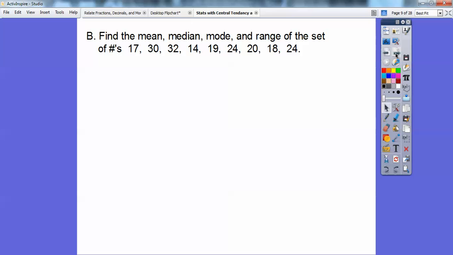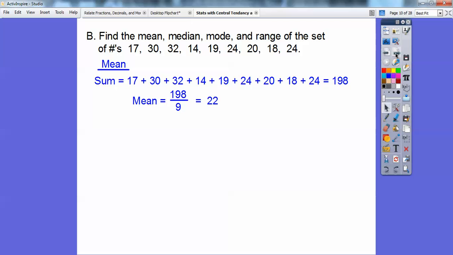Okay, so here we go. Here's a real easy example. Find the mean, the median, the mode, and the range of the set of numbers. All right, so first of all, to find the mean, I got to add up the numbers and then divide by the number of numbers. You guys have done that before. So the mean is 198 divided by 9, which is 22.